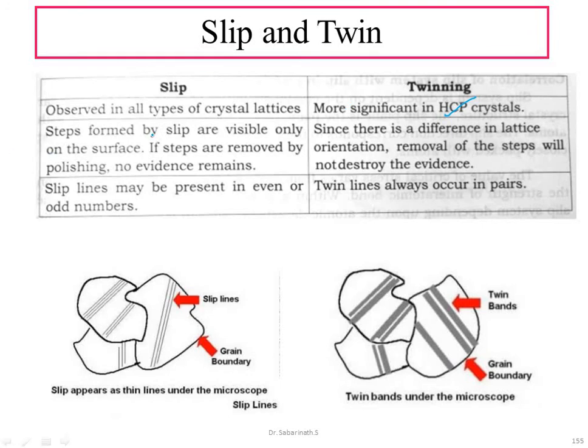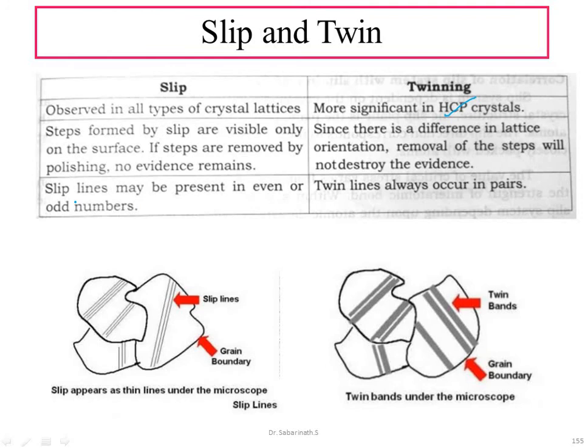Steps formed by slip are visible only on the surface. Okay, if the steps are removed by polishing, no evidence remains. Those slip steps, if we just grind it or machine it, we will not see them. But here, since there is a difference in the lattice orientation in twinning, even if we remove the surface steps, we can see the markings inside. That means inside also we can see that difference in the crystal structures.